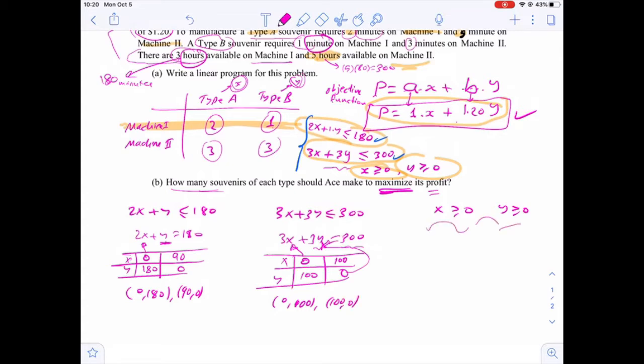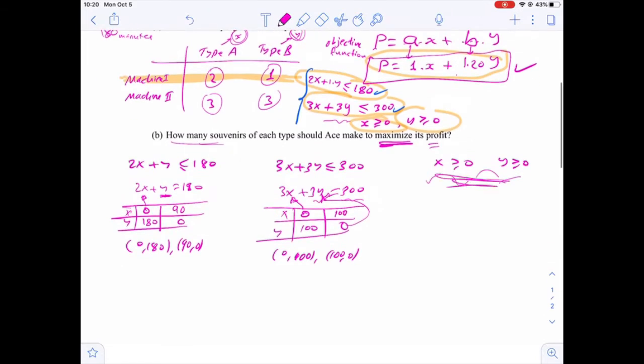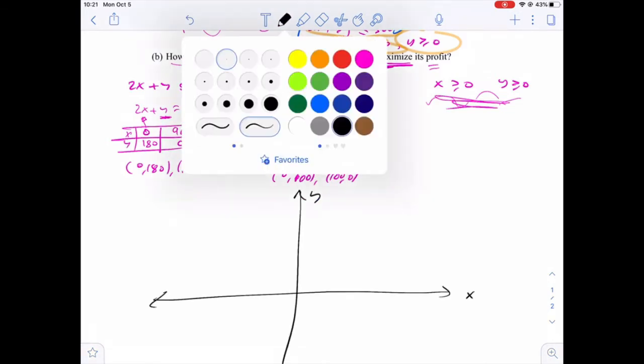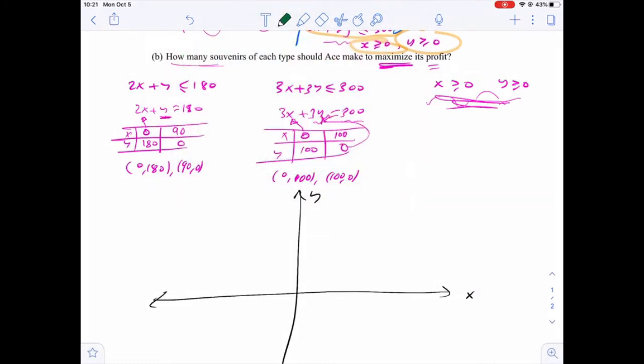And it's clear how to deal with those two non-negativity conditions in terms of the graph of them. Now we need to graph this region. So this is the x-axis and this is the y-axis. And now let's use the red color for the first inequality. So we have 0, 180. Let's say this is 0 on x and 180 on y.